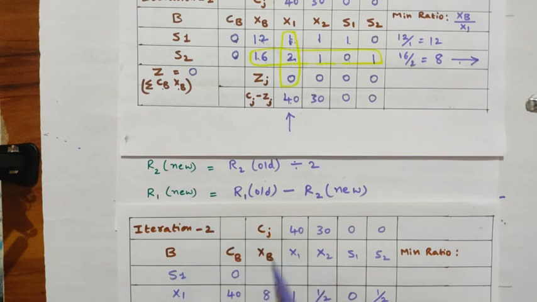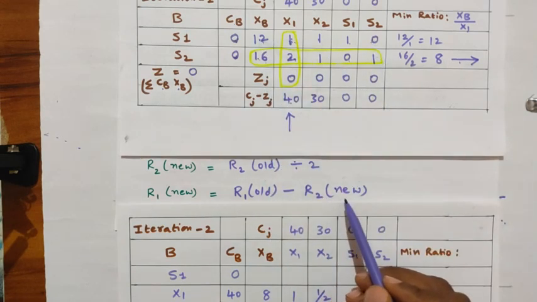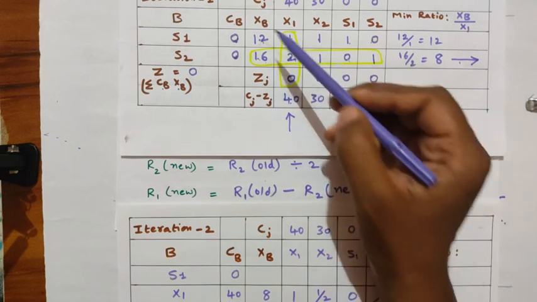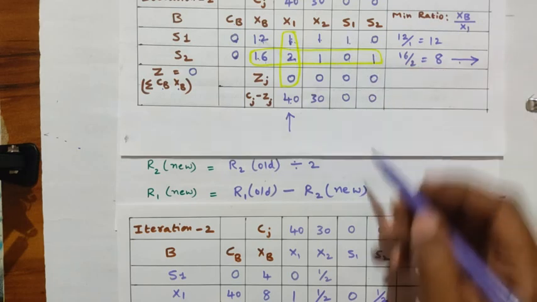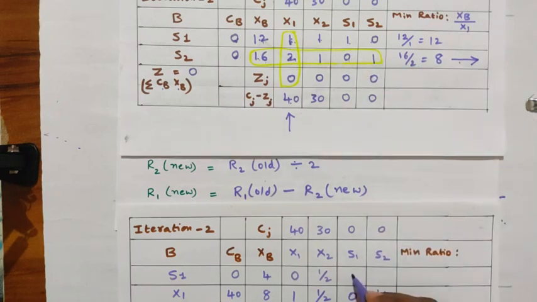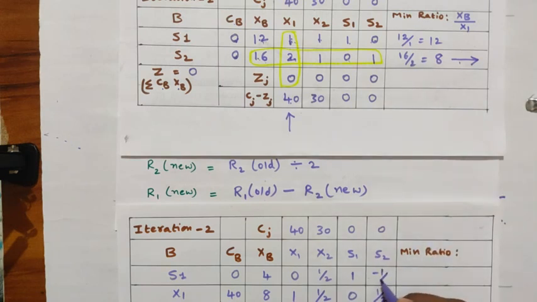And next R1 new. R1 means first row. R1 new is equal to R1 old minus R2 new. R1 old is this one, R2 new is this one. So 12 minus 8 is 4. 1 minus 1, 0. 1 minus half is half. 1 minus 0, 1. 0 minus half, we will get minus half.